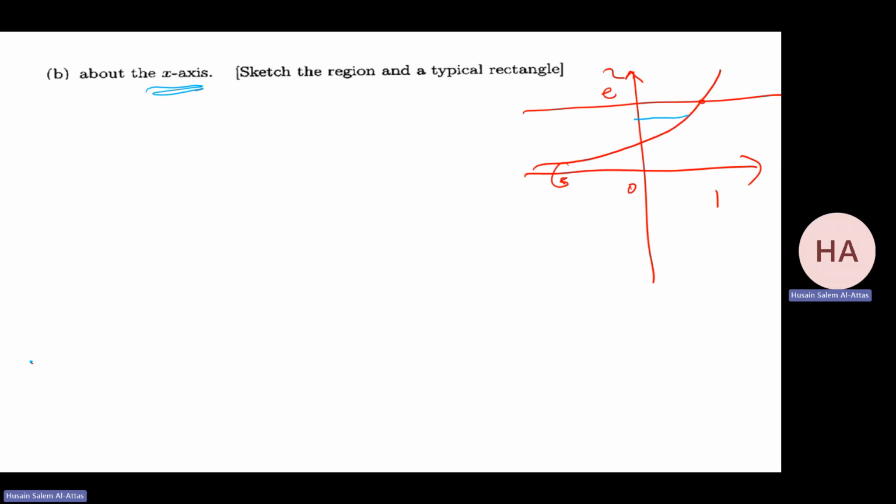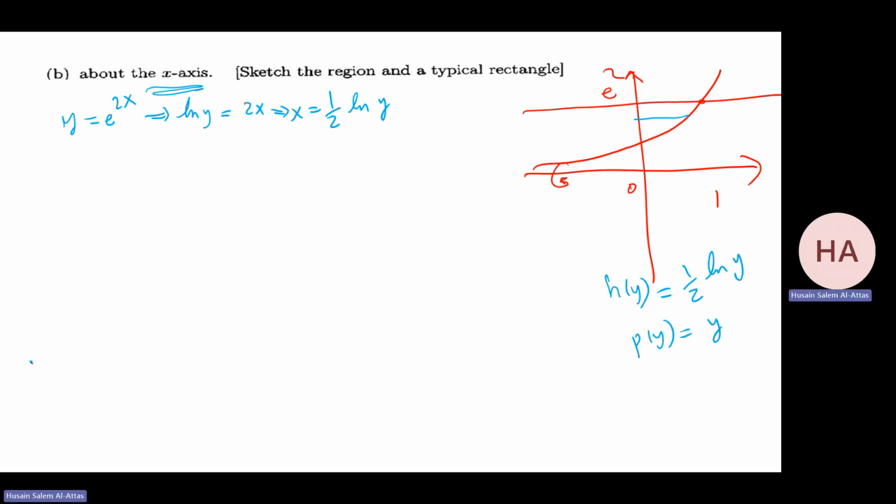It means I need to write this in terms of y. I have y equal e to the 2x. Take ln, I have ln y equal 2x. So I have x equal half ln y. Okay. And h of y will be what? The function, I mean, half ln y. And p of y will be y.